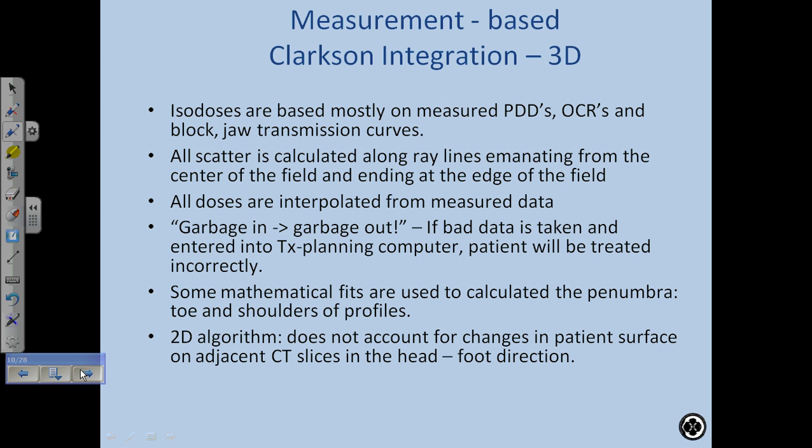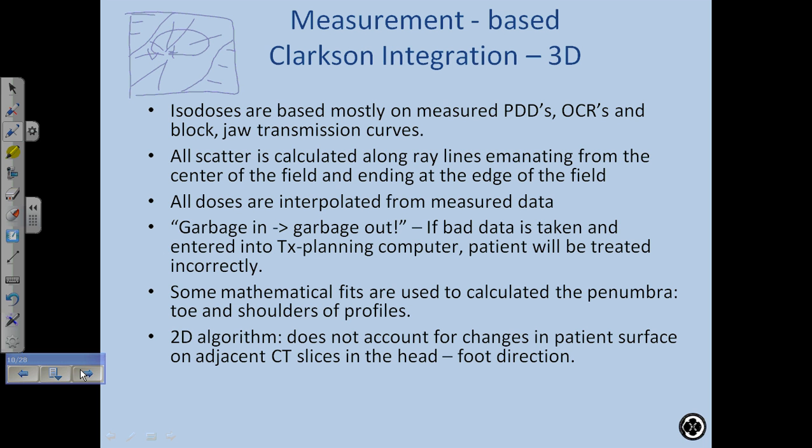All scatter is calculated along ray lines emanating from the center of the field, ending at the edge of the field. Okay, and remember the Clarkson integration, this is a beam's eye view, and you've got a block up here. Then it starts at the center of the field, and it draws ray lines out, and it calculates a scatter based on that beam's eye view. That's how Clarkson works. So it just integrates around, it selects a starting point, and goes around theta, and integrates the scatter around there. And then it does this in a three-dimensional manner.